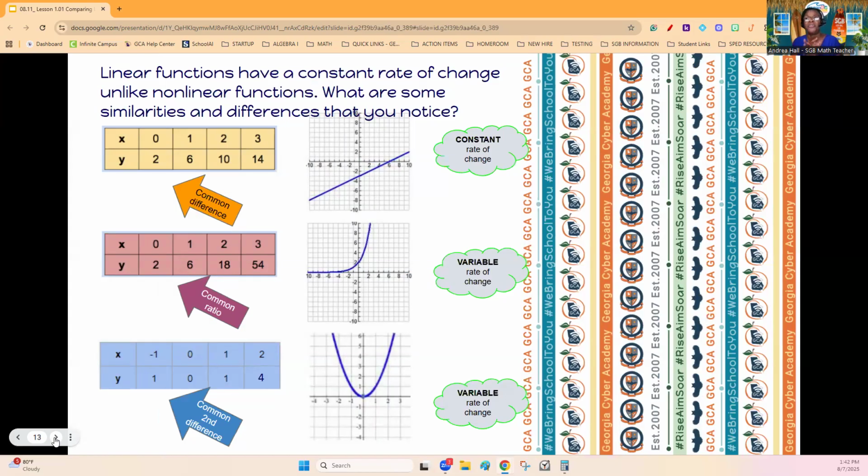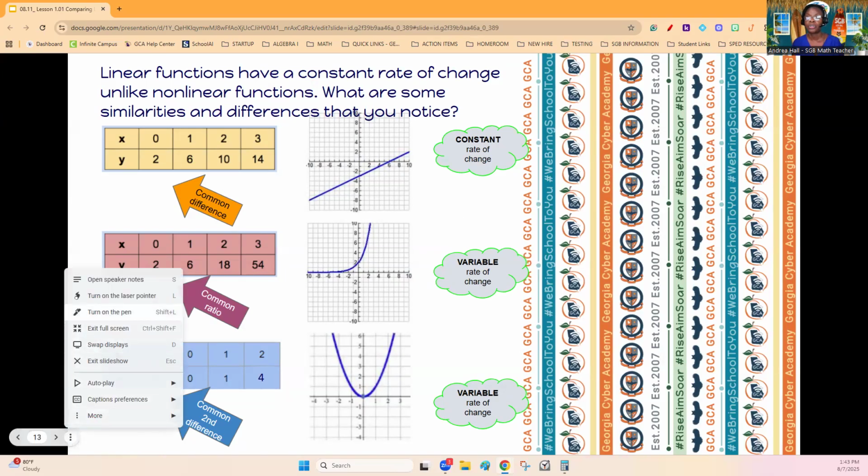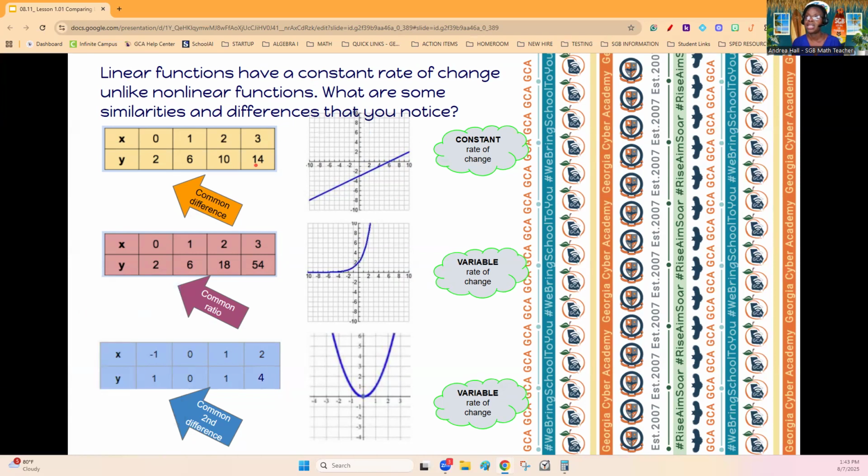Now let's take a look at them from the tables. Linear functions have a constant rate of change, unlike nonlinear functions. Okay. So we already know this first one is a linear function because it's a line. We see it. It has a constant rate of change. So let's calculate that right here. So if you look here, the change in y, this is going up by 1, plus 1, plus 1. And here, 6 minus 2 is plus 4, plus 4, plus 4.